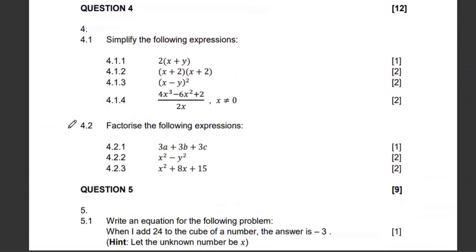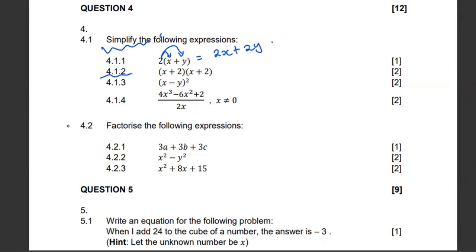Question number 4, simplify. Now, whenever the question asks you to simplify, chances are high you're opening brackets. We're not solving anything. Okay, so if we have brackets and they're asking us to simplify, open the brackets using the FOIL or using the distributive aspect. So 2 times x, we shall get 2x. And then 2 times y, we shall get 2y.